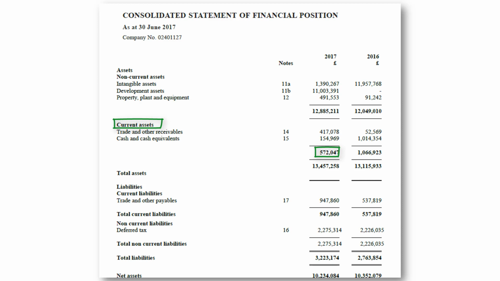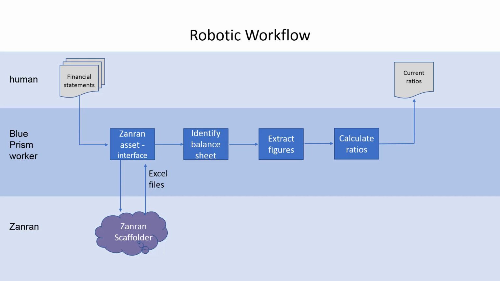Here's the balance sheet with the current assets and current liabilities. This is the workflow. In overview, you use the Zanran scaffolder to convert the tables into Excel and your Blue Prism worker to extract the figures and do the calculations. The Zanran scaffolder is shown here as running in the cloud, but it can also be run as an on-premise server.